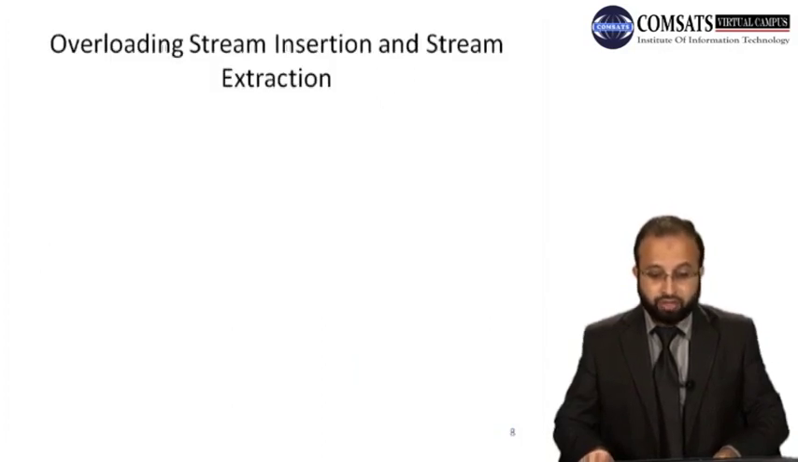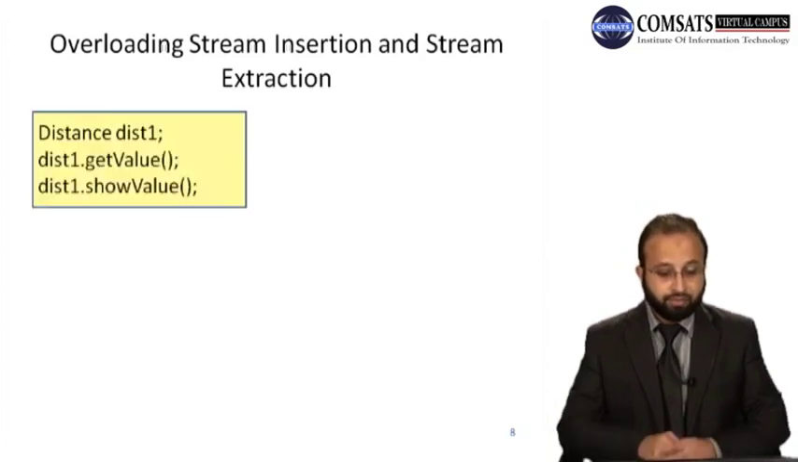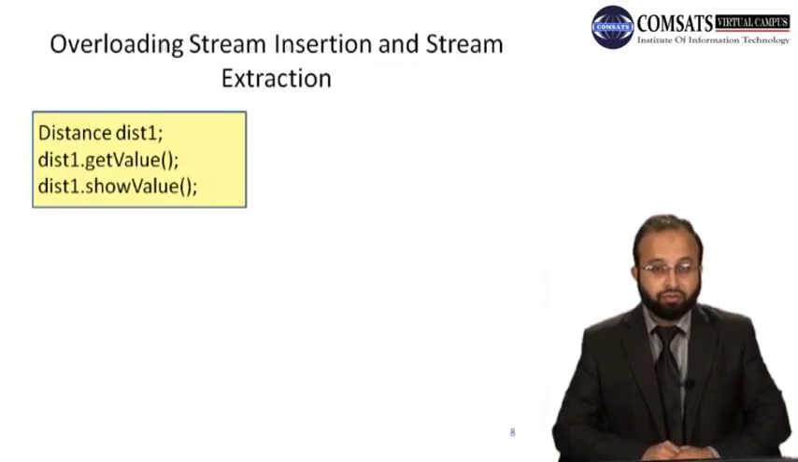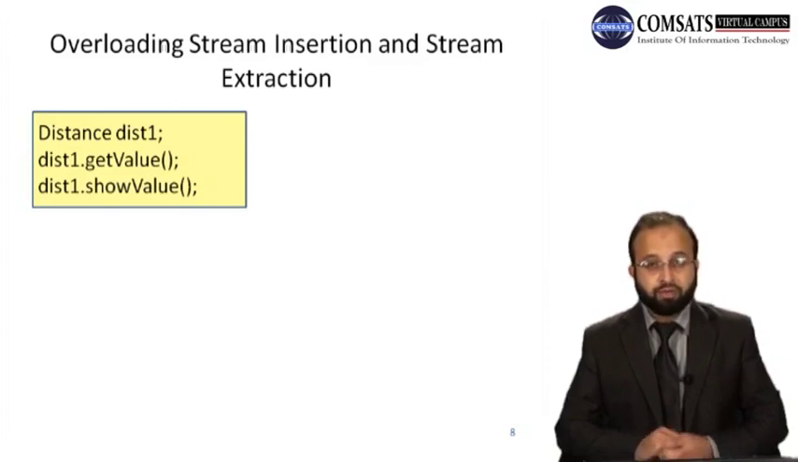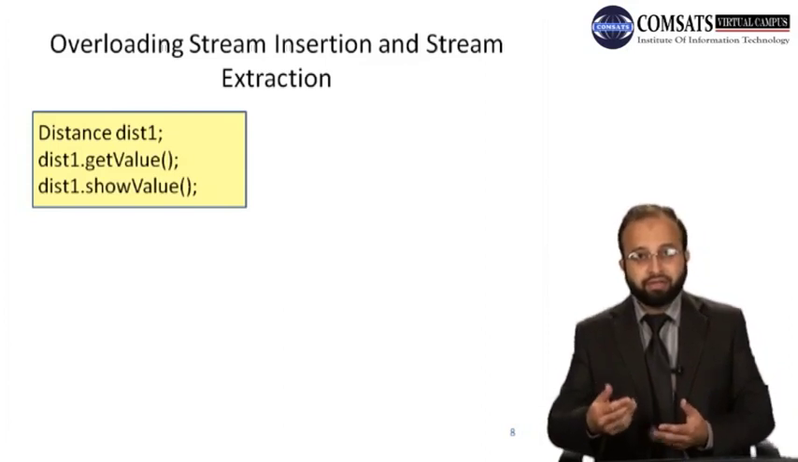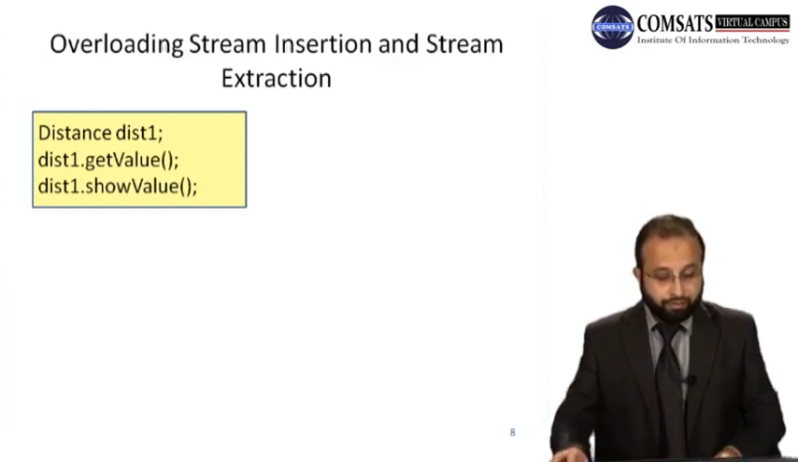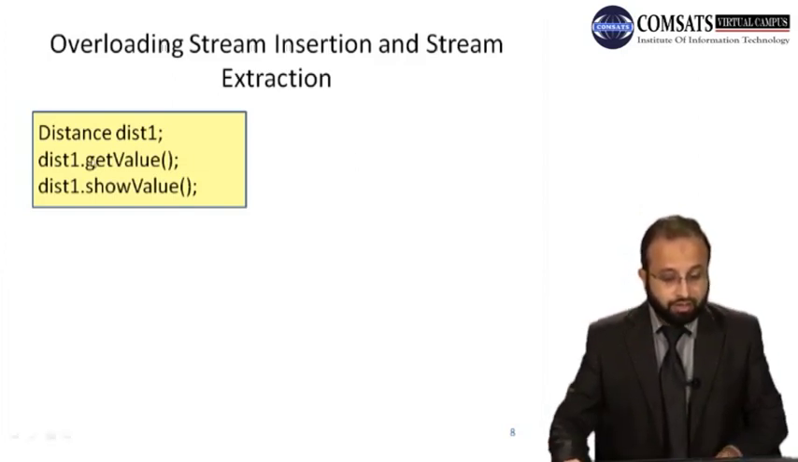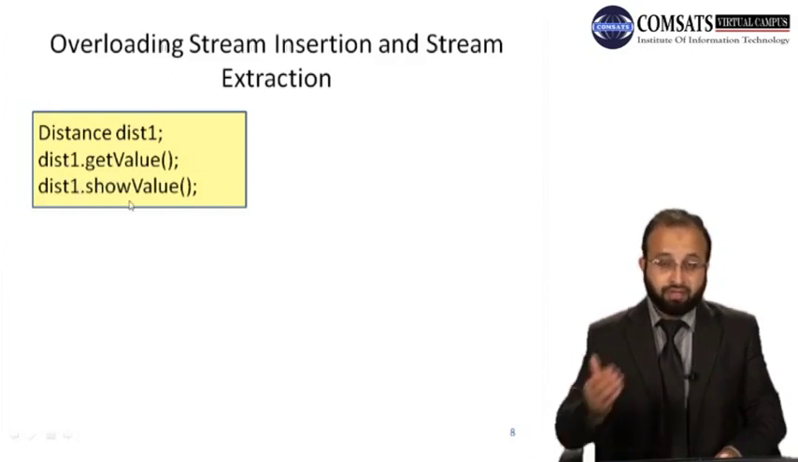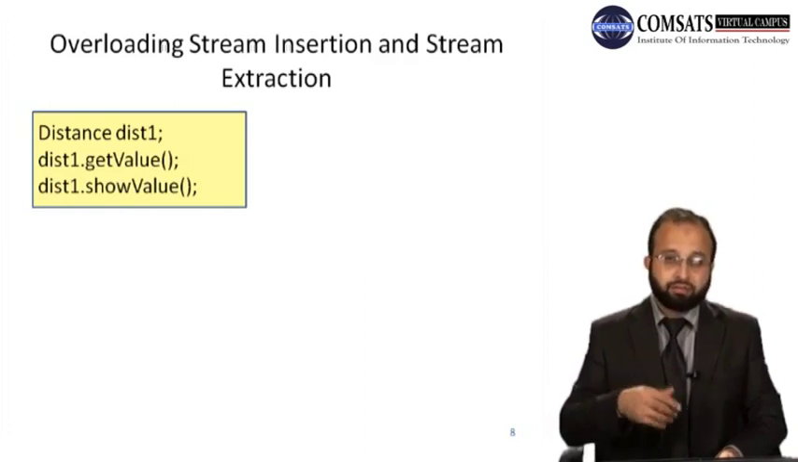Now, overloading stream insertion and stream extraction operators. For example, in the distance class we have a function get_value that is used to get a value from the user. In it we have a cout, enter feet, then in feet, and cout enter inches and in inches. Then the show_value function displays the value of feet and inches of test1. So we know these functions very well now.